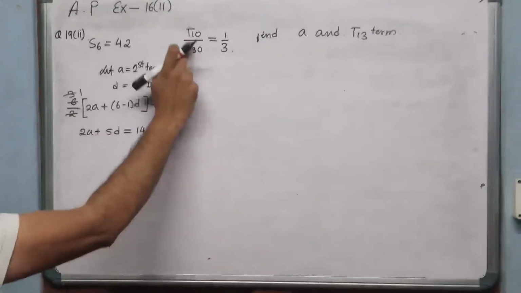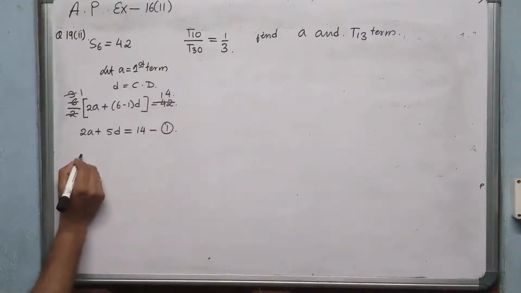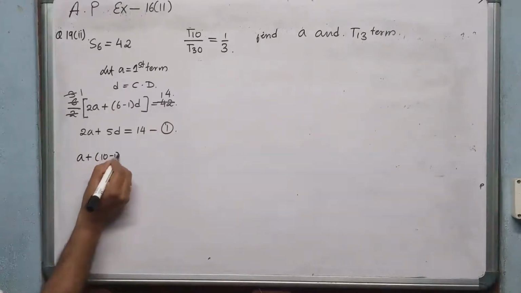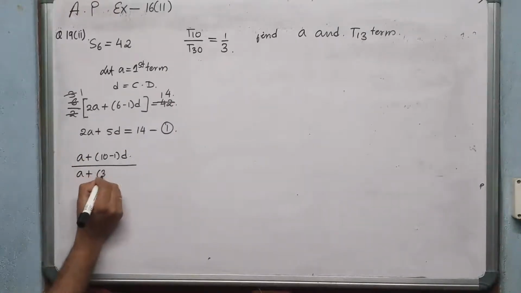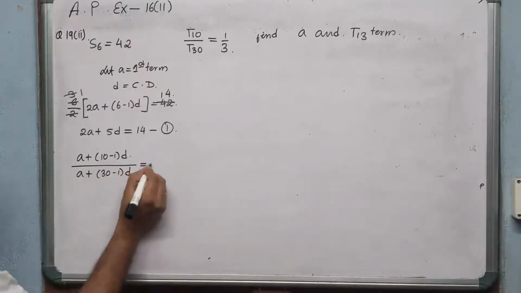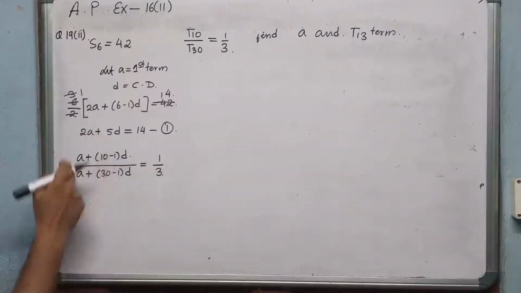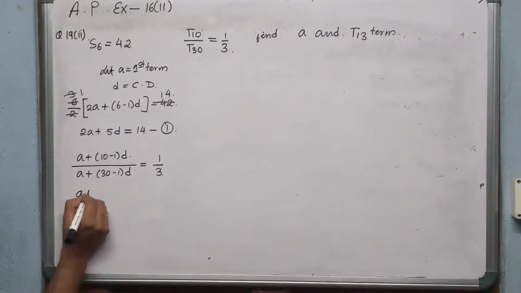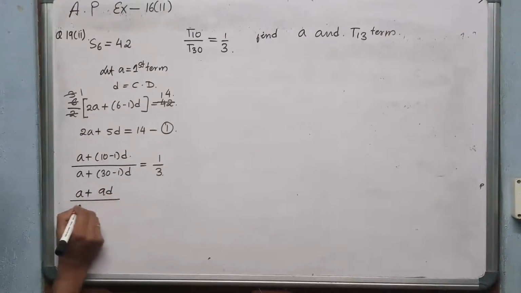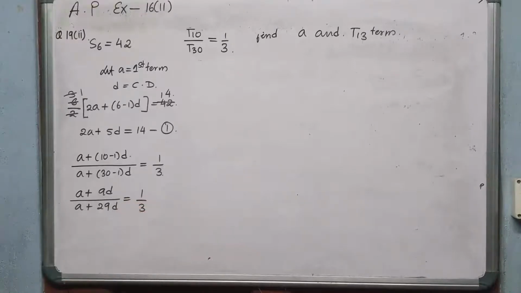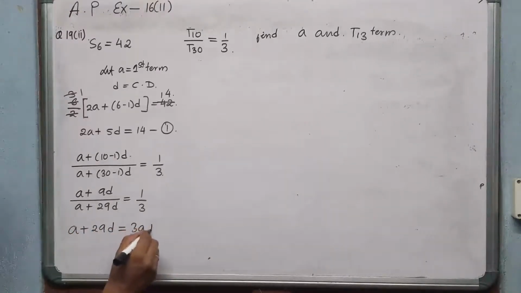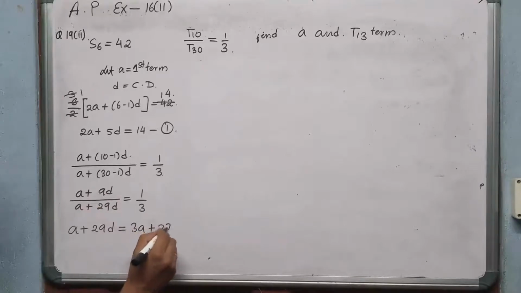Now I'll use this relation T10 over T30. T10 we can write using the formula, A plus 10 minus 1 into D, over T30, which is A plus 30 minus 1 into D, equals 1 by 3. Now we'll get one more equation from this relation: A plus 9D over A plus 29D equals 1 by 3. Now I'll apply cross multiplication: A plus 29D equals 3A plus 9 threes are 27D.